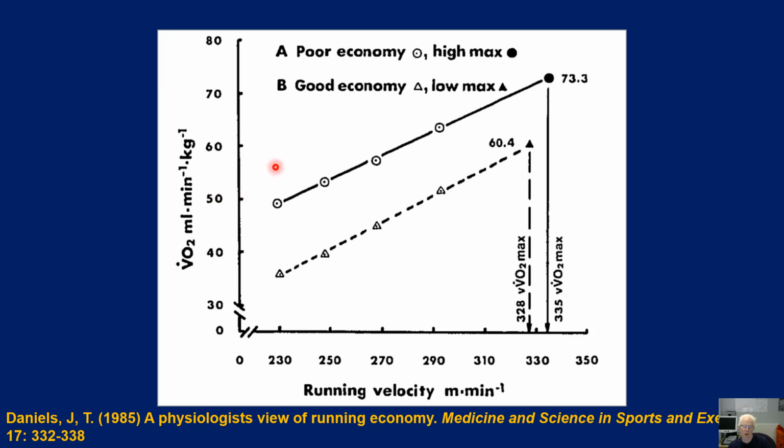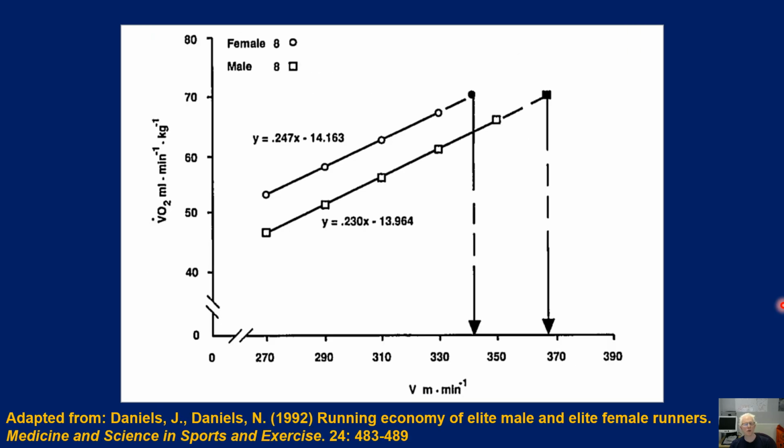If they were even more uneconomical, so the line went up here, bang, they'd be worse. So it really does allow for that interaction between these two parameters. And we saw this graph earlier on. This is the graph from Daniels and Daniels. Now you can see why we've got this difference. Here are males. They are more economical than females. They both have the same VO2 max, but the more economical seems to outweigh the max. They have a faster sustainable running speed, velocity at VO2 max.